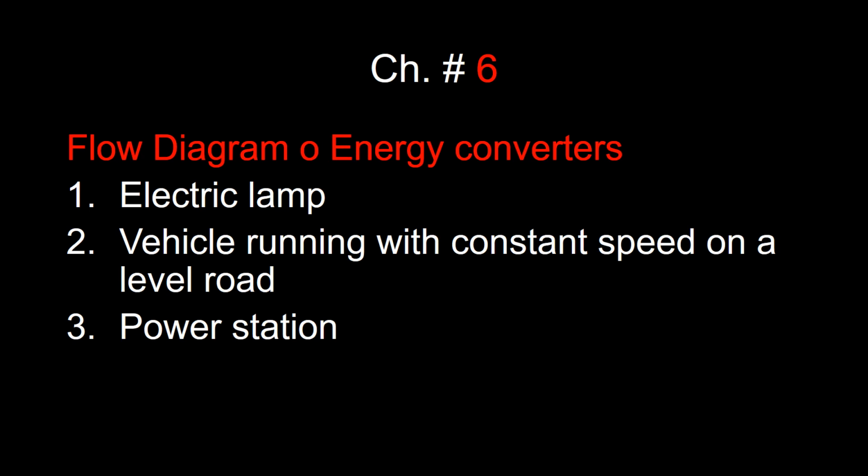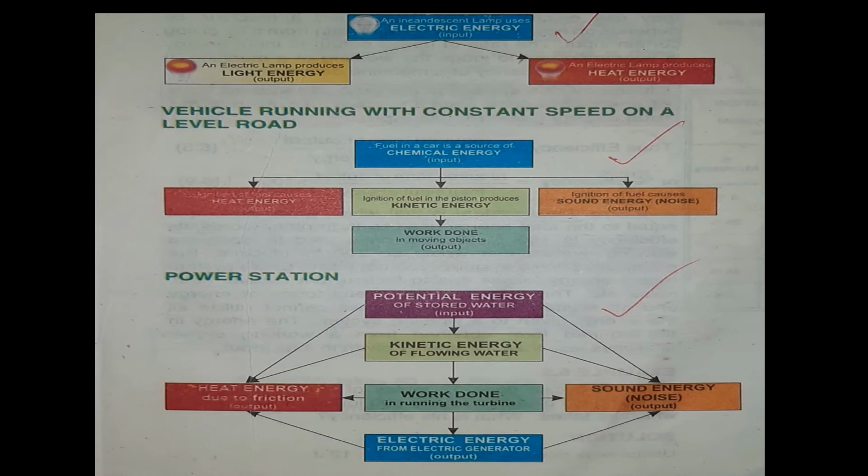And in the next slide, I have given the diagram, and I will discuss these 3 energy converters one by one. Number 1, electric lamp. At the top, the blue rectangle shows the electrical energy. An incandescent lamp uses electrical energy. It is the input energy, and this lamp converts this electrical energy into light energy and into heat energy.